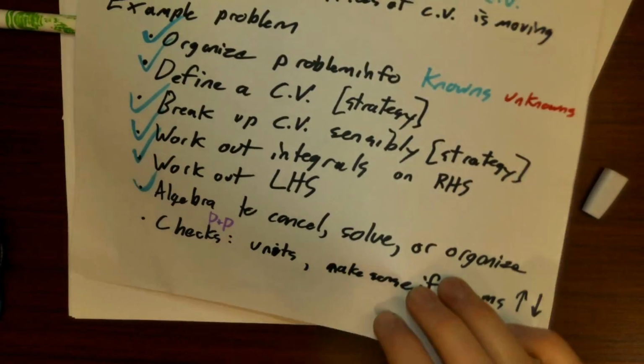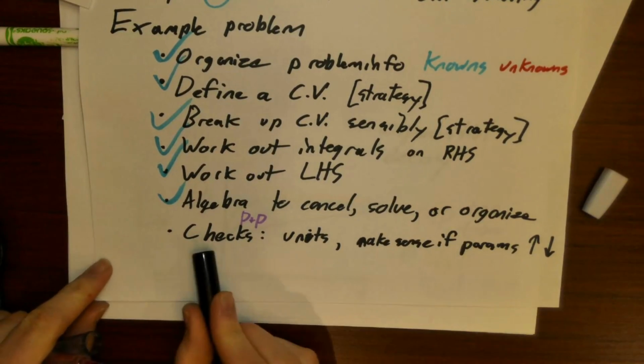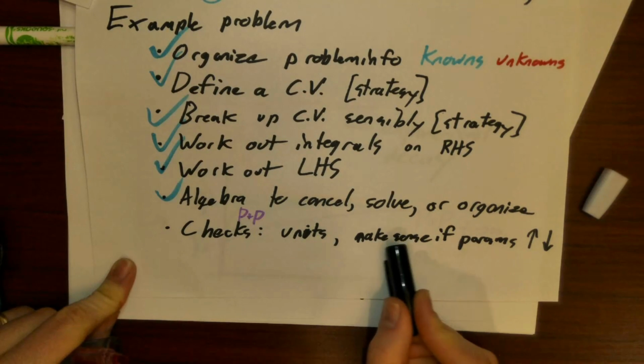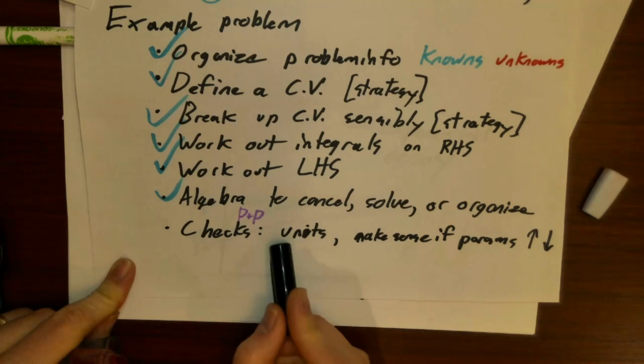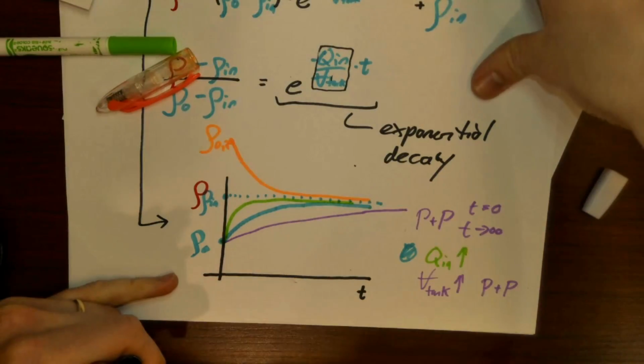All right, so what did we do? We did a bunch of algebra to cancel and solve and organize. We did checks. I would say we've already done this check where we talked about what happens if some parameters go up and down, but we still haven't done this check for units yet. So let's do that.